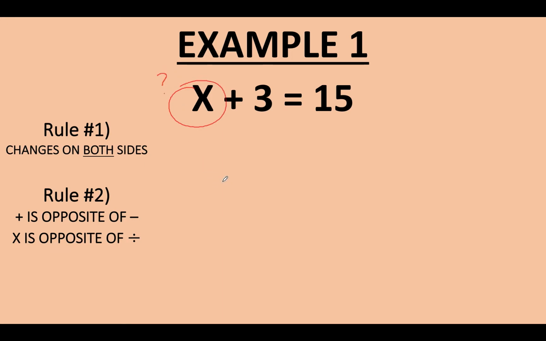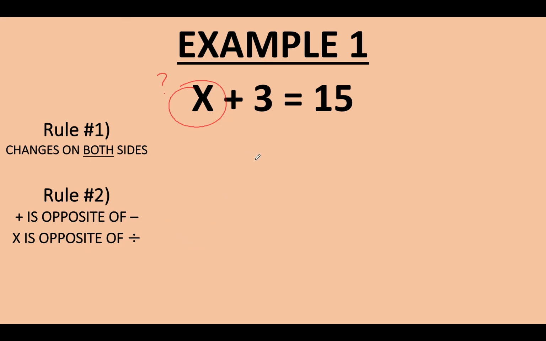We don't know what it is. Now, we do know that x plus 3 is equal to 15, but what is x? The only thing that's really in our way here to figure that out is this plus 3. We want to get rid of this plus 3 so we can know only what x is equal to. Now remember, rule number 2, plus is the opposite of minus.